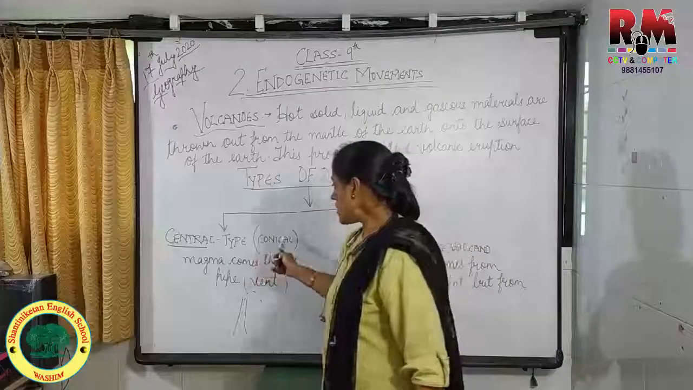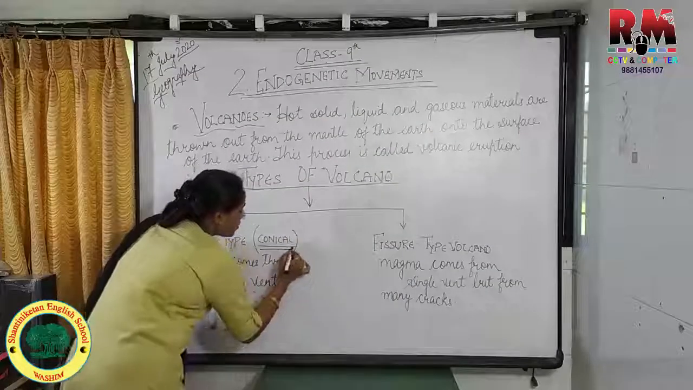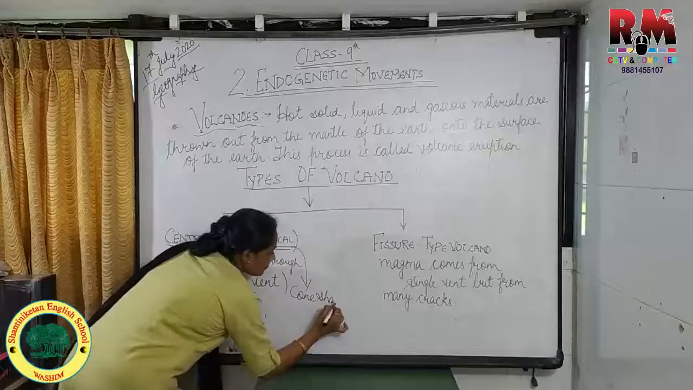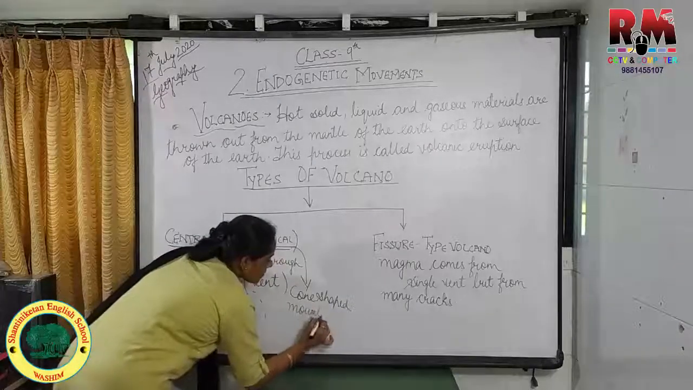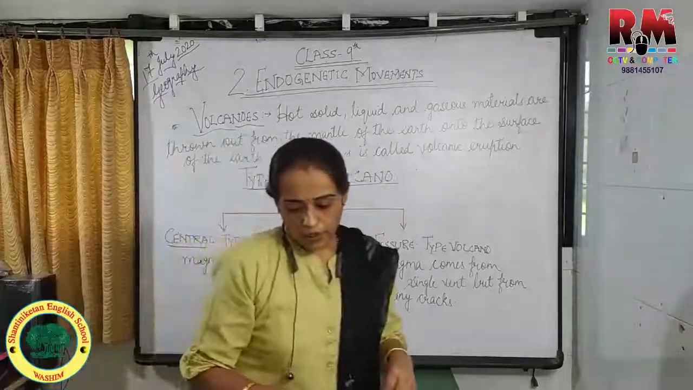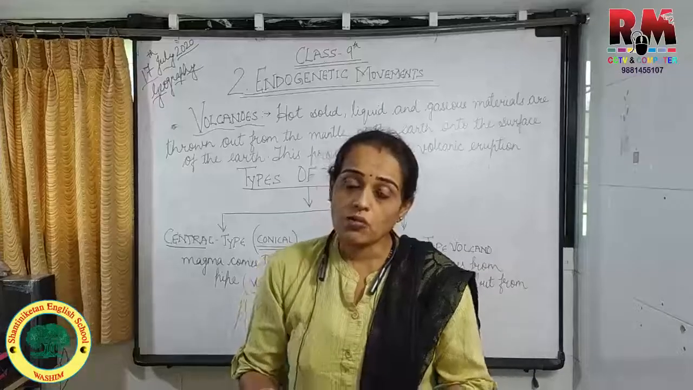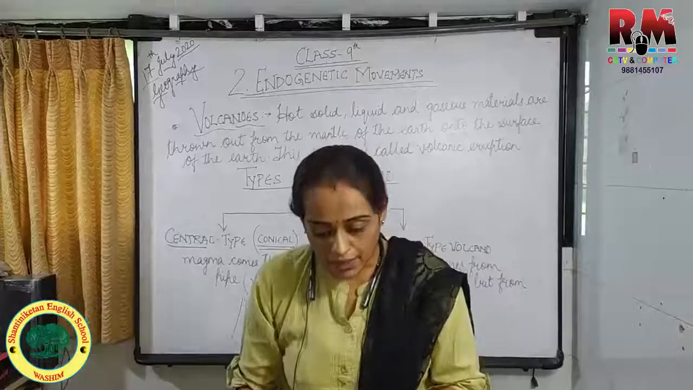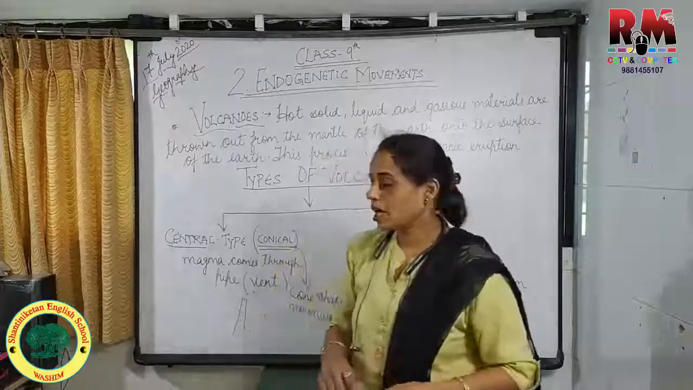Through central type of volcano, conical, that is cone-shaped mountains are formed. So, as a result, cone-shaped mountains start forming and conical volcanic mountains are formed, like your Mount Fujiyama in Japan, your Mount Kilimanjaro in Tanzania. These are examples of central type of volcano.